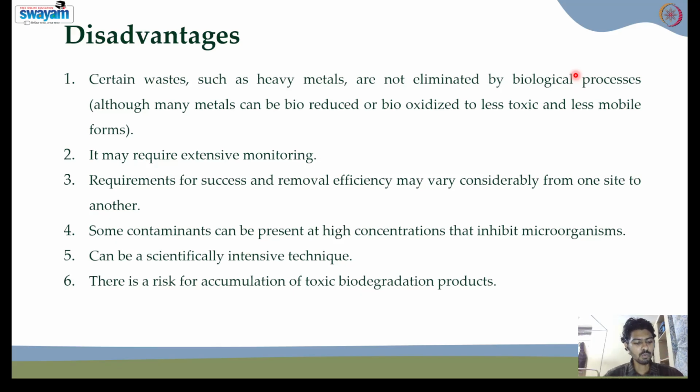What we can do is transform them or change them to a less toxic or less mobile form. So this is one of the major concerns when we are dealing with heavy metals. As we have seen in the mechanism part, we can transform these heavy metals to less toxic forms. As we have discussed, chromium 6+ is transformed into chromium 3+. But this 3+ will still exist in the environment, though it is regarded as less toxic when compared to the original parent compound. And also, it may require extensive monitoring depending upon the process that we choose.